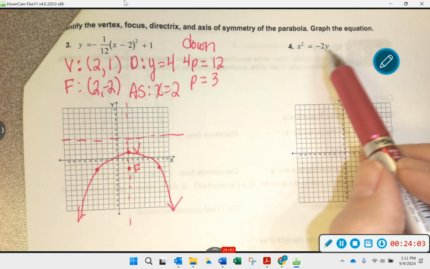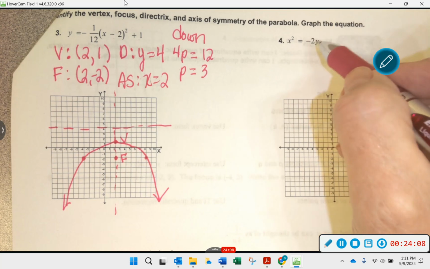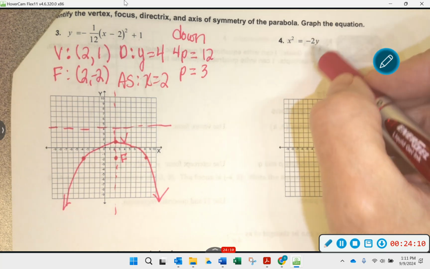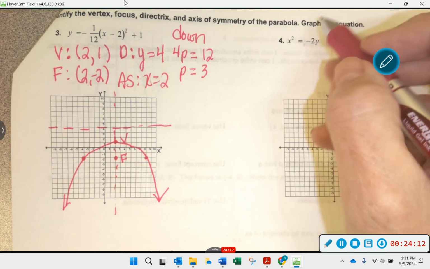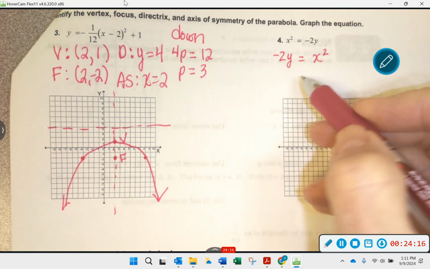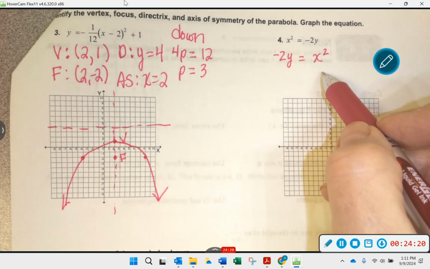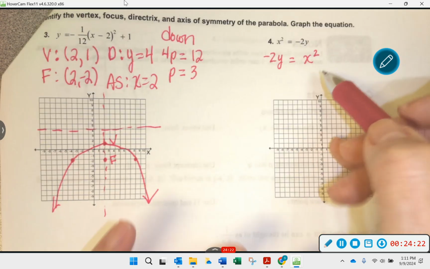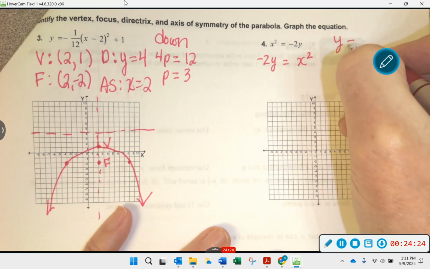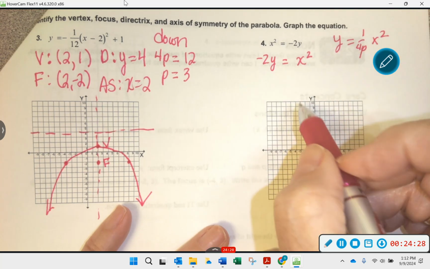All right, guys, we're not going to do this whole thing, but you do have one like this on your test. Or not test, your homework. I just want to show you how you get this in the right form. I'm going to flip this around. Do you see I kept it exactly the same? I just rewrote it with this on the left and this on the right. That's because I have to have y equals 1 over 4p x squared.